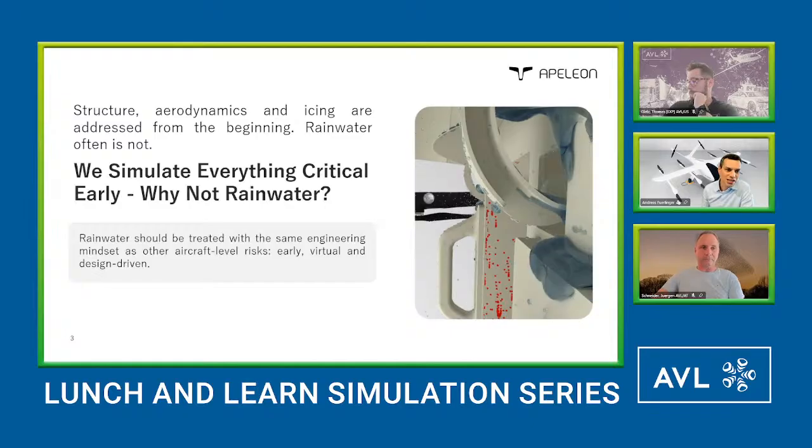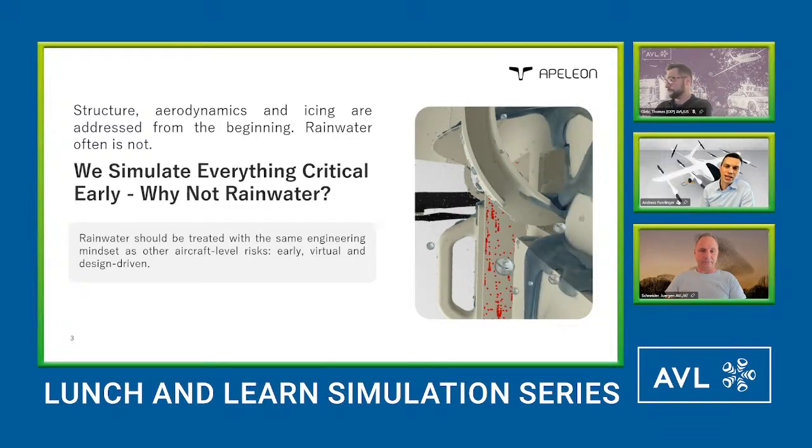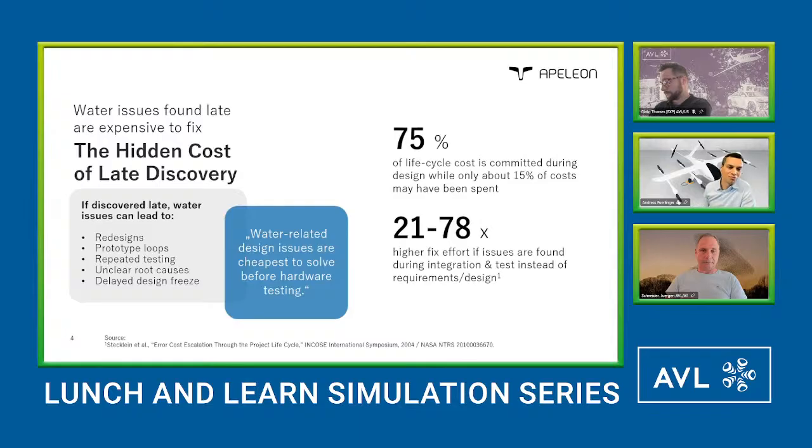So we don't want to skip tests. That's not what we want to say here. We need the tests, of course, but we actually need to assess the rainwater behavior early on with the same engineering mindset as we do it for structural or aerodynamic aspects, because it is quite important to identify if we have issues with that topic early on. And why? That's actually because it's much cheaper to identify challenges or issues related to rain at the beginning.